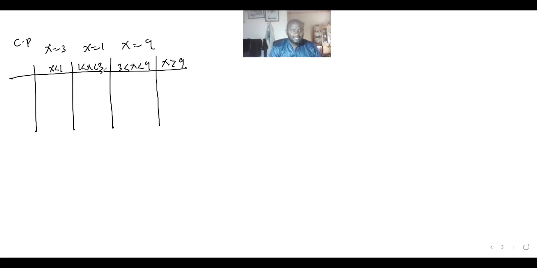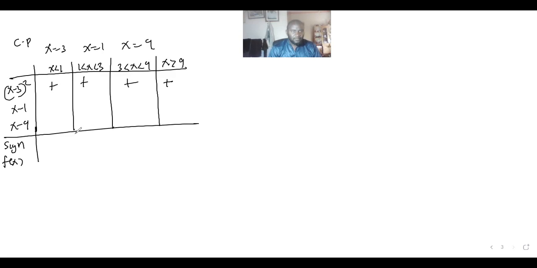X beyond 9. We have X minus 3, it is already squared, everything is positive. A student should be able to see that. X minus 1, X minus 9, sign of function in terms of, when X is less than 1, 0, negative, negative, positive. Between 1 and 3, positive, negative, negative. Between 3 and 9, positive, negative.